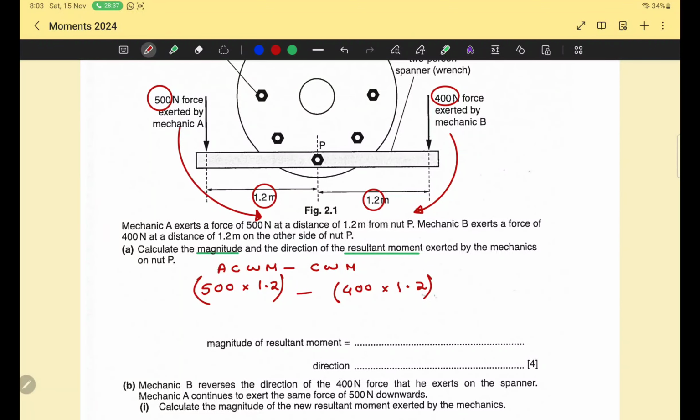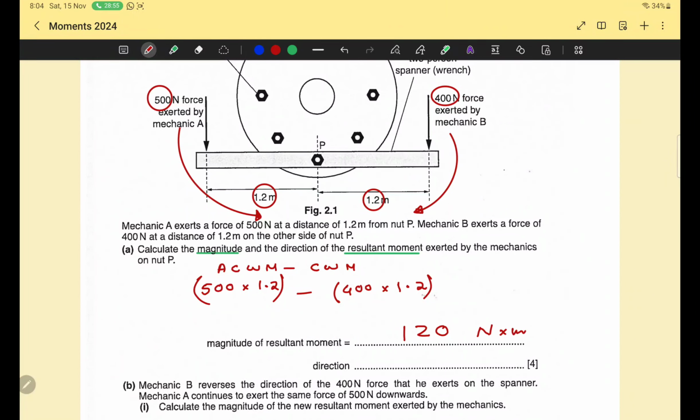Jupiter Rafe, can you answer? 100, 130 beta, 120. So the net or resultant moment is 120.